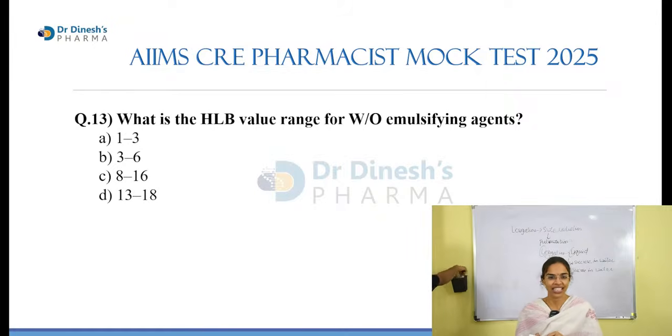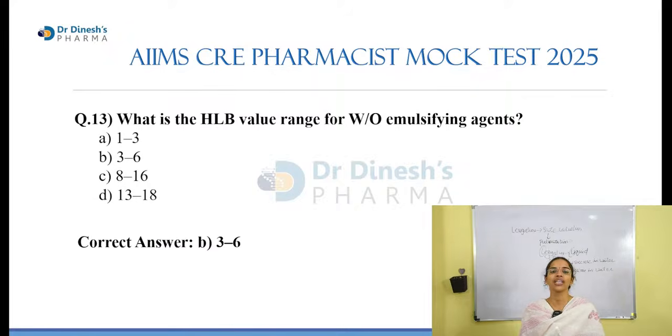Our options here are A 1 to 3, B 3 to 6, C 8 to 16 and D 13 to 18. So what is the right answer for water in oil emulsifying agents? It is 3 to 6. The right answer is 3 to 6.